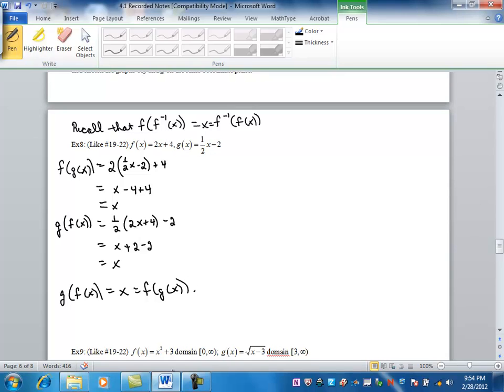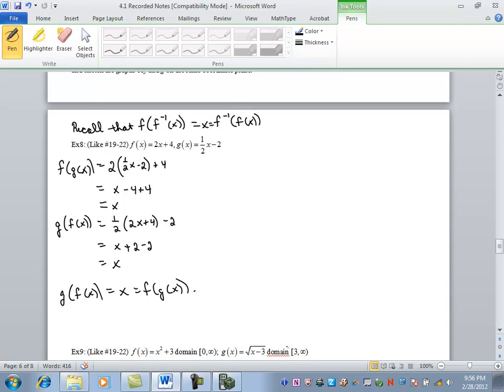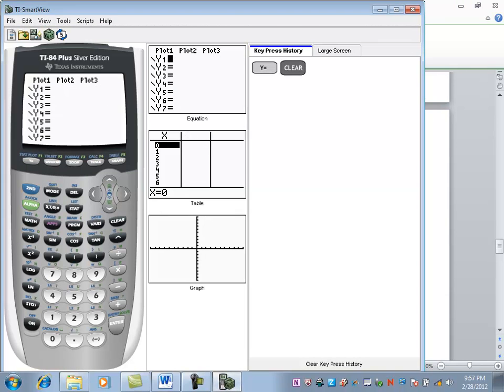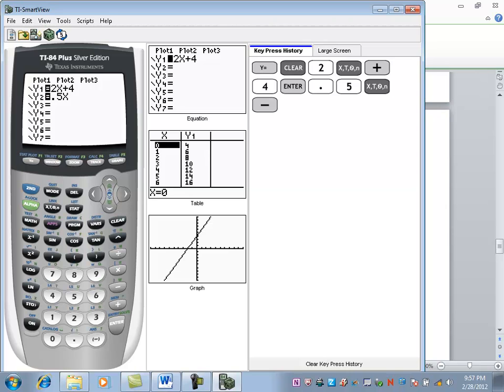And now we want to take a look at the graph of it. And you might say, well, why would I care to take a look at the graph of these? Well, functions that are inverses are symmetric with respect to the line y equal x. And so let's just take a minute here and go to our graphing calculator, and we're going to look at the graphs of these two functions, y equal 2x plus 4 and y equal 0.5x minus 2. And let's take a look at the graph y equal x.